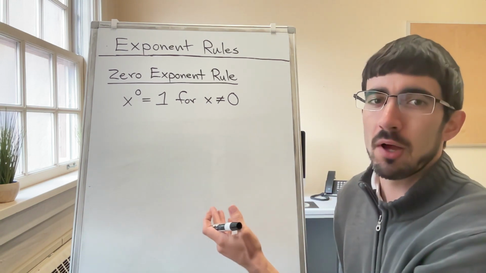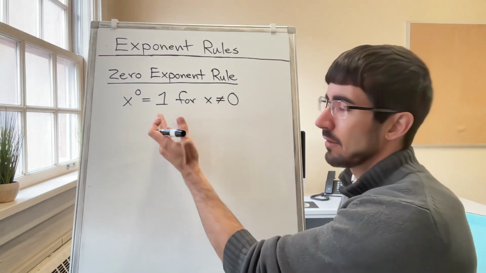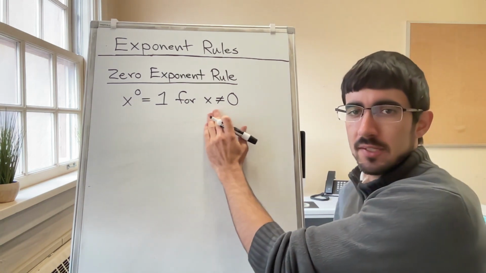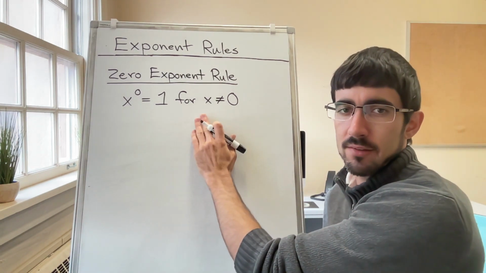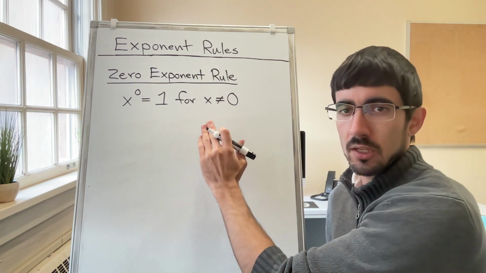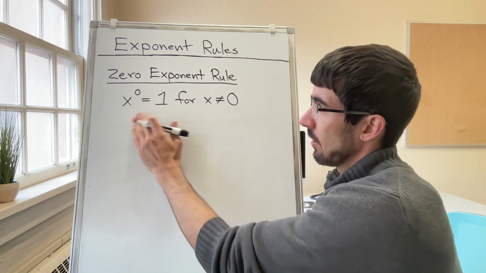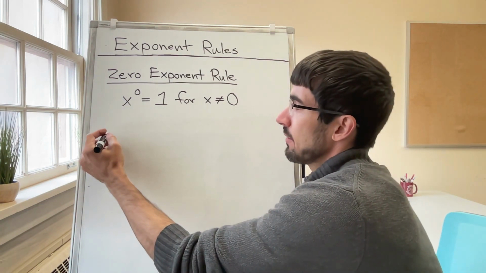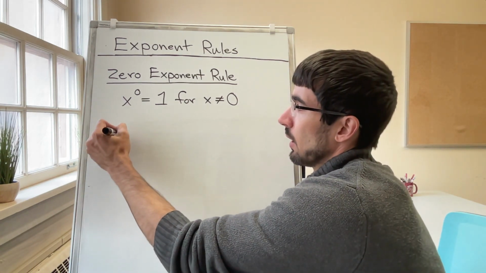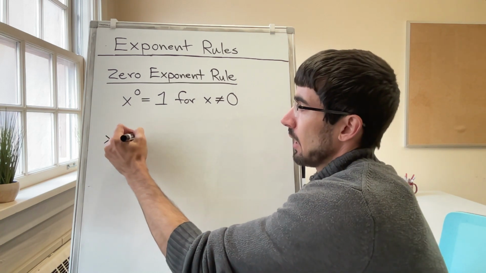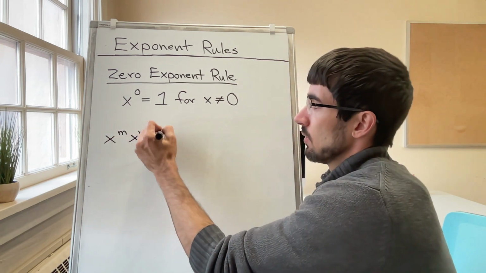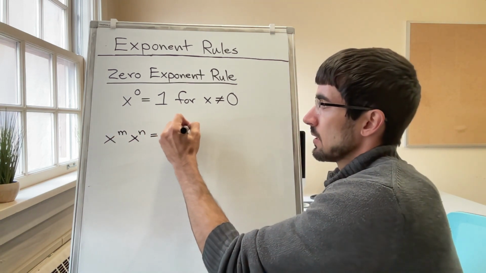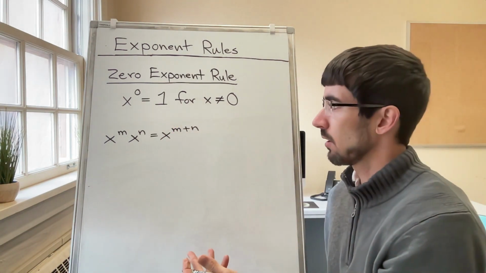Let's start with the zero exponent rule. x to the 0 equals 1 for any base not equal to 0. We would say that 0 to the power of 0 is actually undefined. But for anything else, x to the 0 equals 1. Why does this have to be true? Well, let's start with what we know. We already know that x^m times x^n equals x^(m+n). That's the product rule we looked at, right?